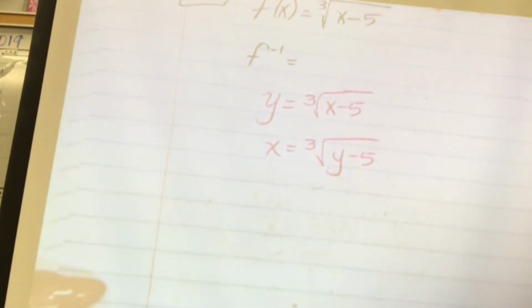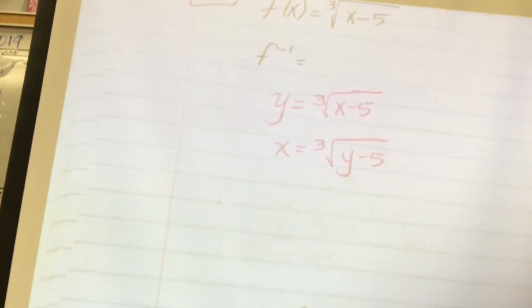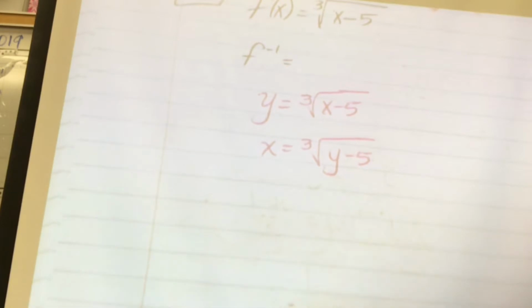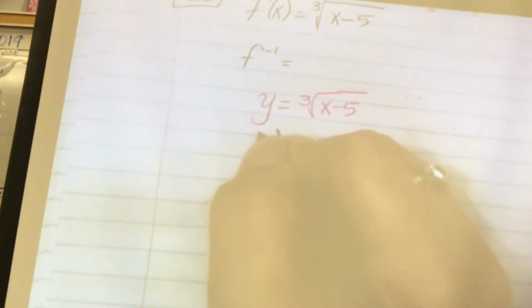All right, how do I solve for y here? What do I need to do with that cube root? What's the opposite of a cube root? What's the opposite of a square root? Square. So what's the opposite of a cube root? Cube. So you're going to cube both sides.